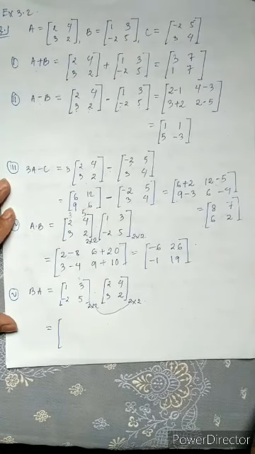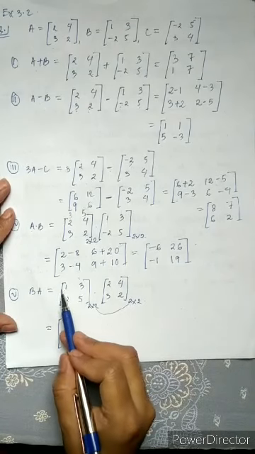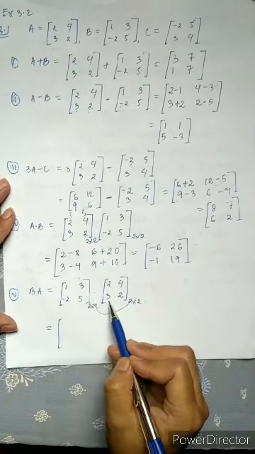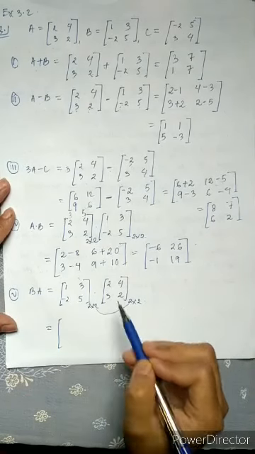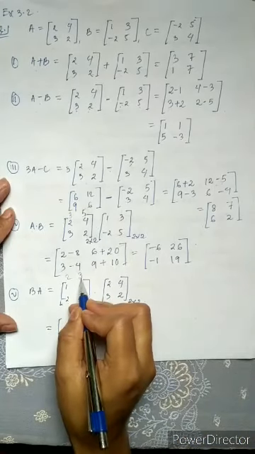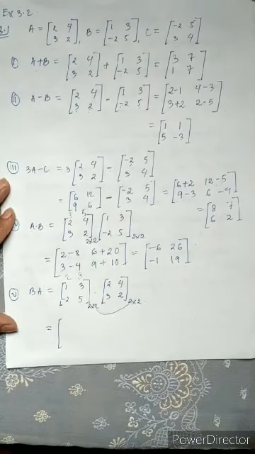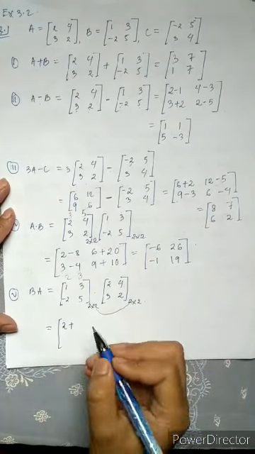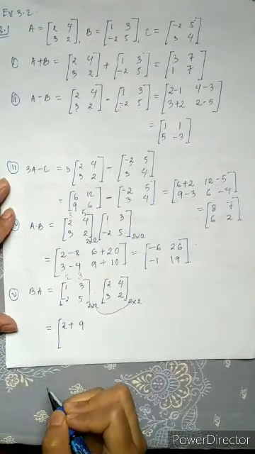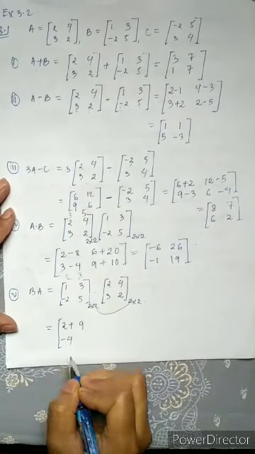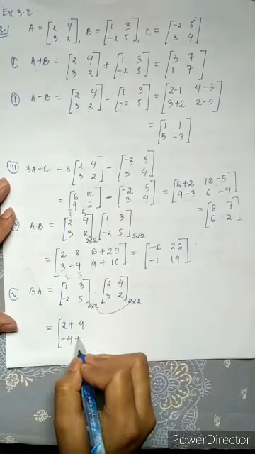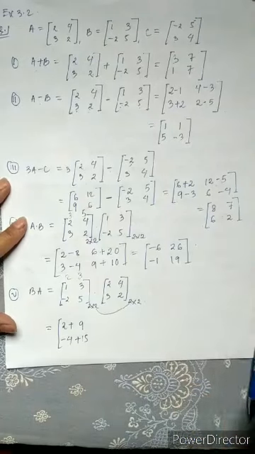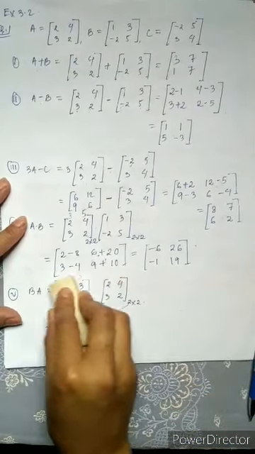For the multiplication, the first row and second row are multiplied by the elements of the first column and the elements of the second column. So write the elements of the first column with the elements of the first row. 2 into 1 is equal to 2, plus 3 into 3 is equal to 9. 2 into minus 2 is equal to minus 4, and 3 into 5 is equal to 15.